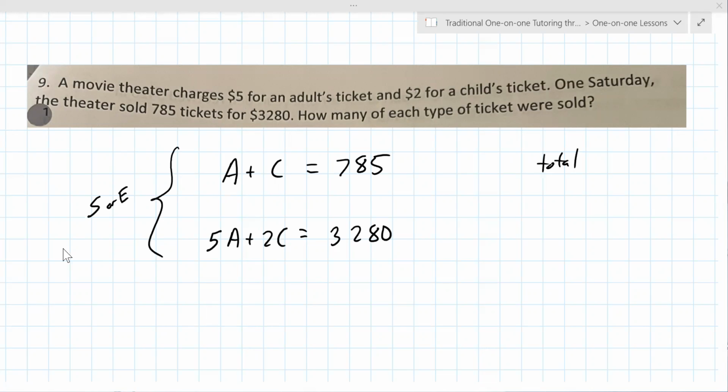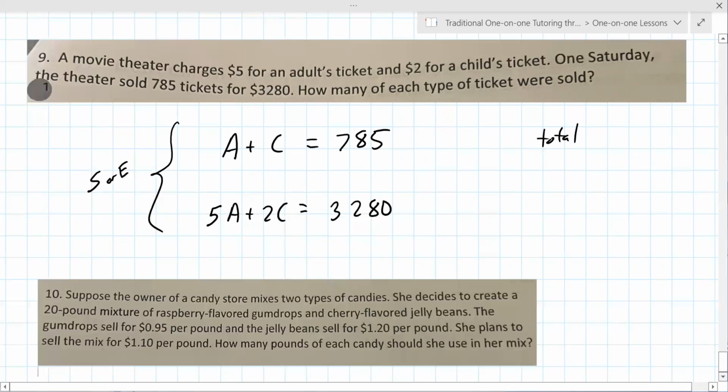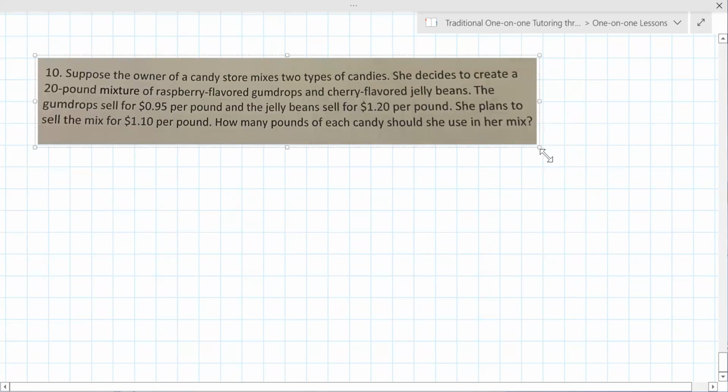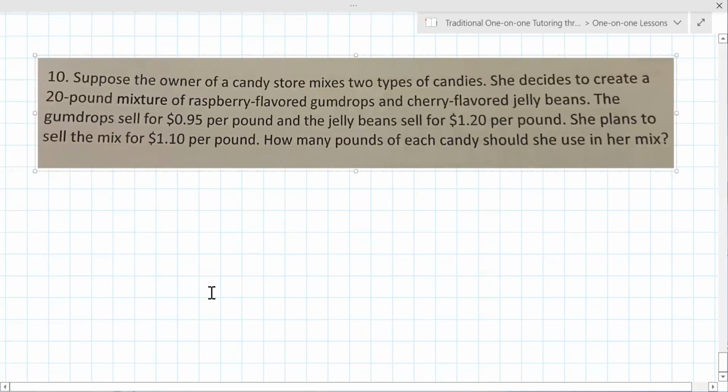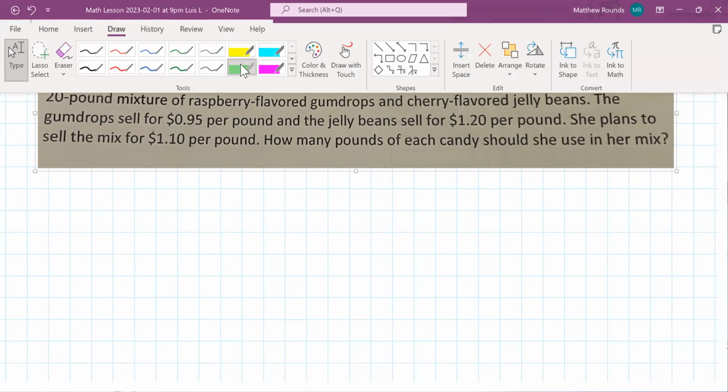So let's go to number 10. 10's got more words. It doesn't necessarily mean it's more difficult. All right, so it says, suppose the owner of a candy store mixes two types of candies. She decides to create a 20-pound mixture of raspberry flavored gumdrops and cherry flavored jelly beans. The gumdrops sell for 95 cents per pound and the jelly beans sell for $1.20 per pound. She plans to sell the mix for $1.10 per pound. How many pounds of each candy should she use in her mix?